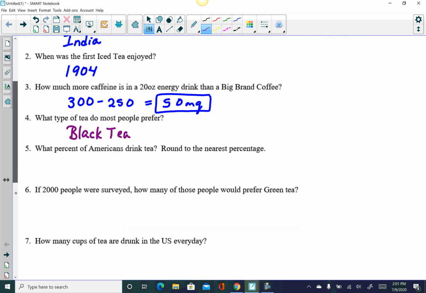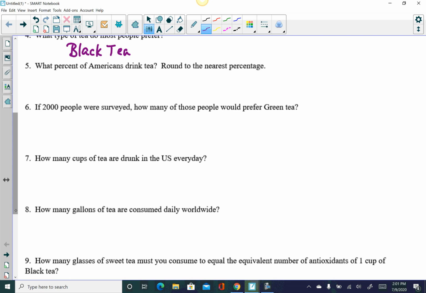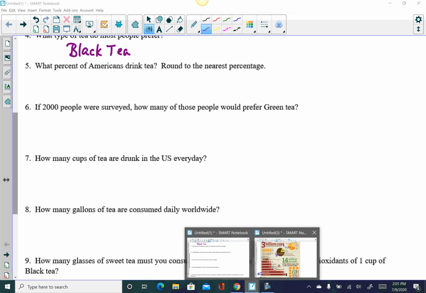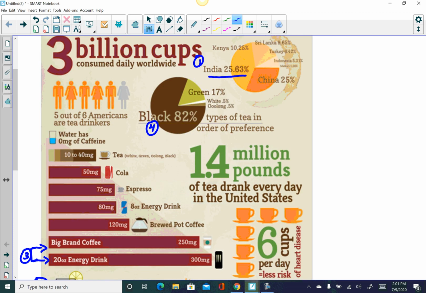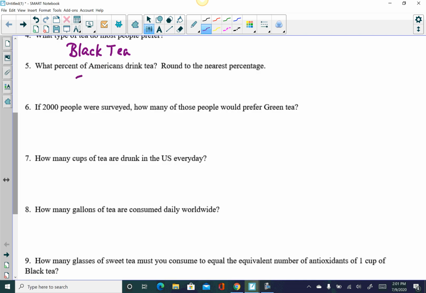In number 5, it wants to know what percent of Americans drink tea, and they say round to the nearest percentage. So going back to our graphic, and you'll notice just over here to the left, 5 out of 6 Americans are tea drinkers. So we can use that information to get a percentage out of that. You think about part over whole, or part over whole times 100 would give us our percentage. So 5 out of 6 times 100, and if you do that, that should put you at 83%. So 83% of Americans drink tea.